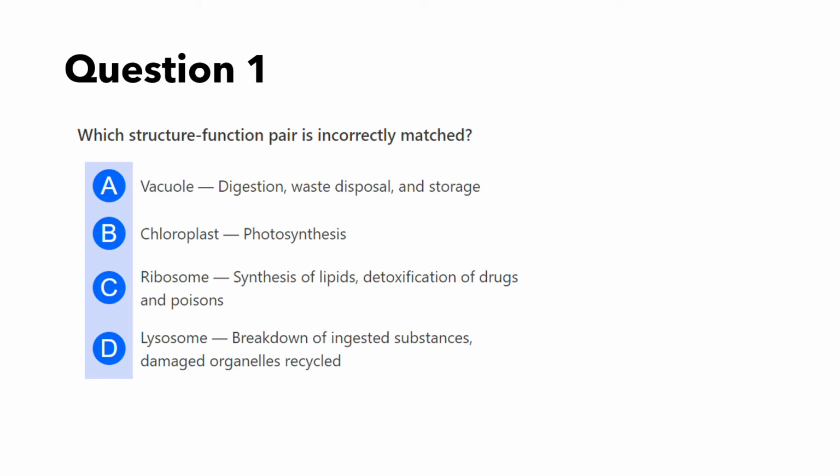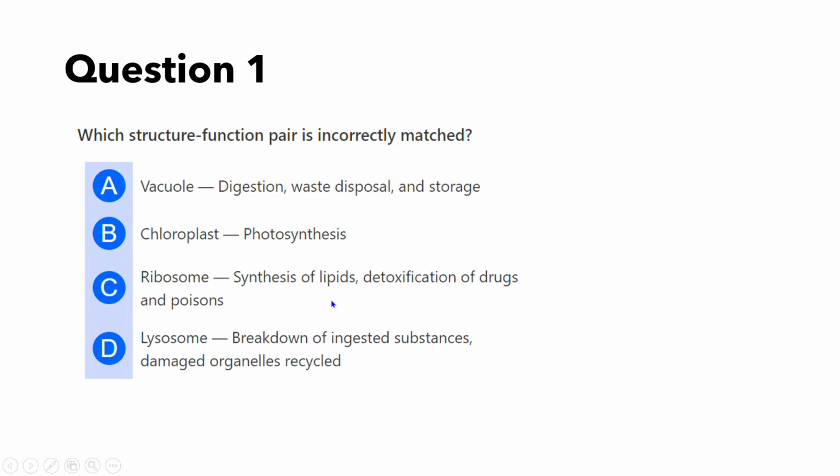Question 1 is asking us which structure-function pair is incorrectly matched. So this is giving us a bunch of organelles, and we have to tell which organelle is matched with the wrong function. Vacuoles: digestion, waste disposal, and storage. We talked about how vacuoles are storage organelles, so we can cross that off. That is correctly matched. Chloroplasts, photosynthesis. These are in plants. Chloroplasts have chlorophyll. They are vital for photosynthesis. This is correct. We can cross that off.